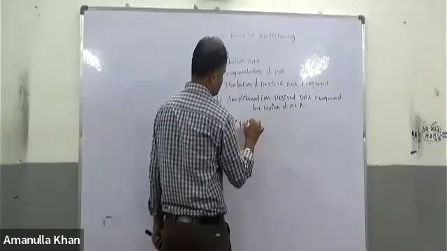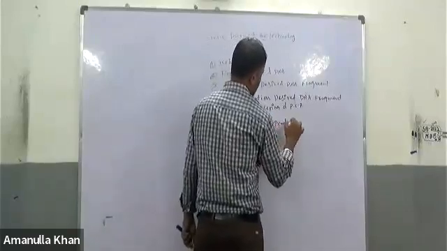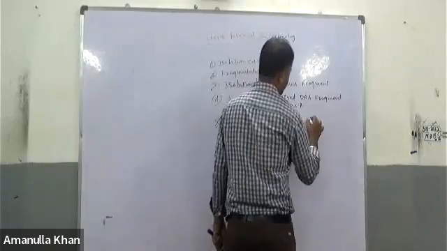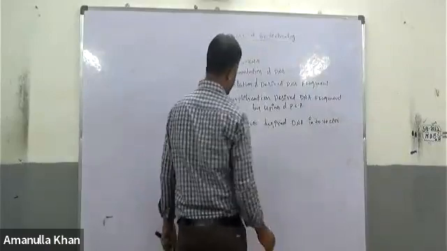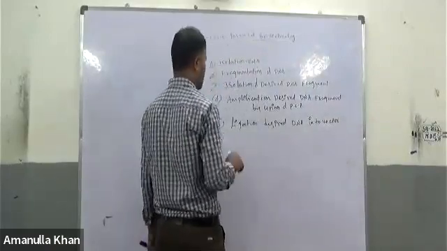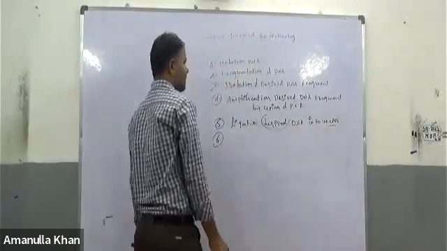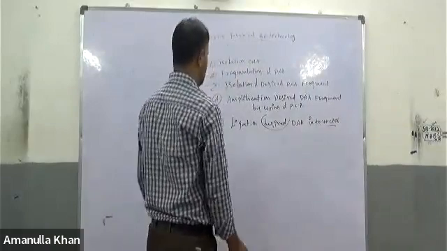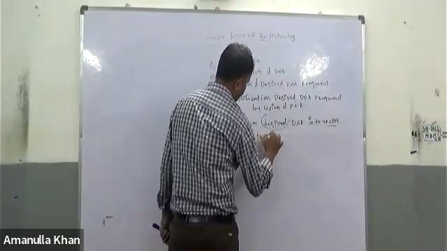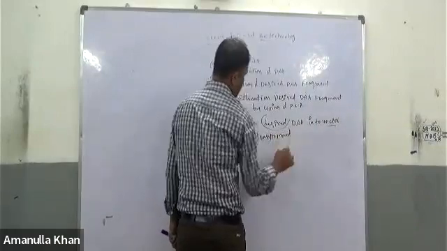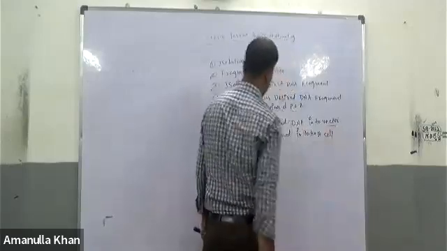Ligation is nothing but joining. Ligation of the desired DNA into the vector. And the ligation of the desired DNA plus vector is called what? Recombinant DNA. Now the recombinant DNA is transformed into the host cell.